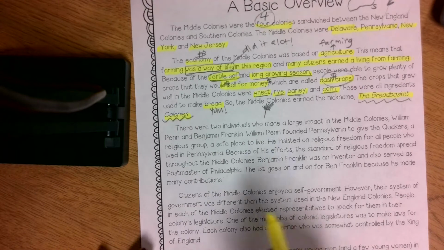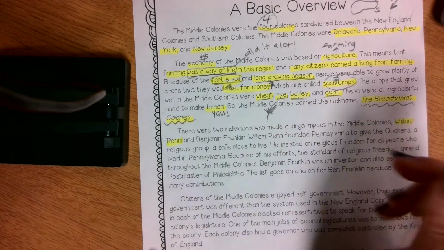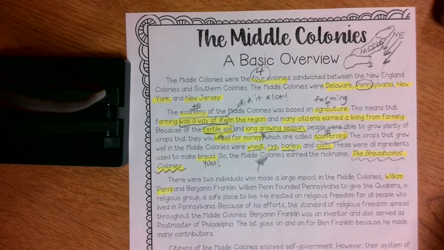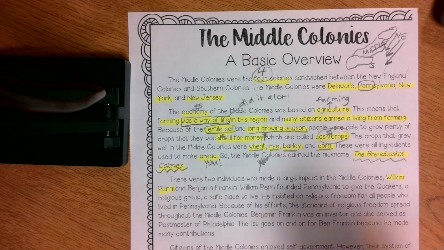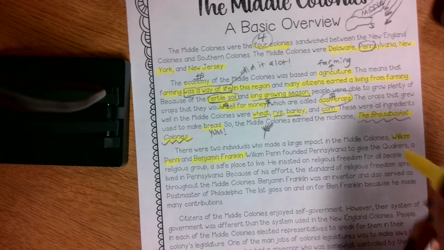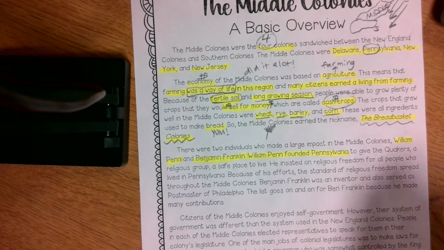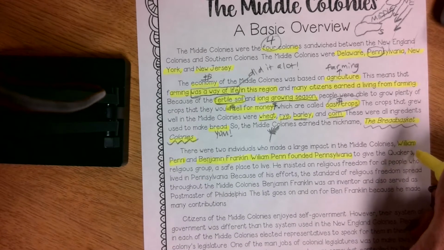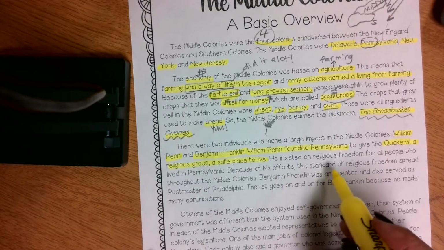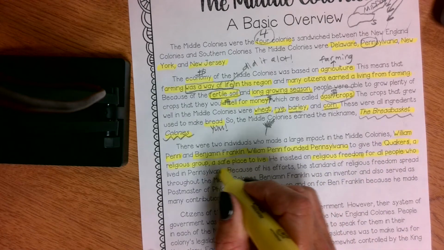Very nice. There were 2 people who made a large impact on the Middle Colonies. William Penn, does that sound familiar? Pennsylvania. Do you think this might have been named after him? This William Penn and Benjamin Franklin, I know you've heard of him. William Penn founded Pennsylvania. That means he started the whole colony to give the Quakers, that was a religious group, a safe place to live. He insisted on religious freedom for all people who lived in Pennsylvania. That's amazing.